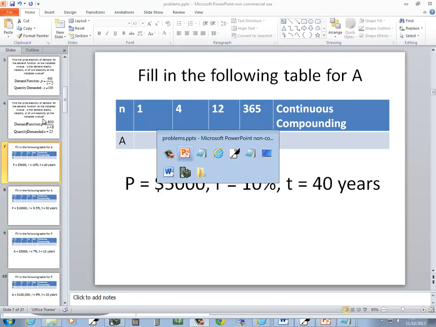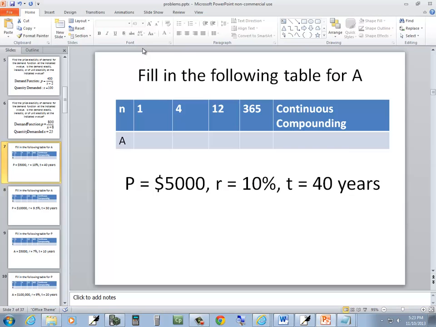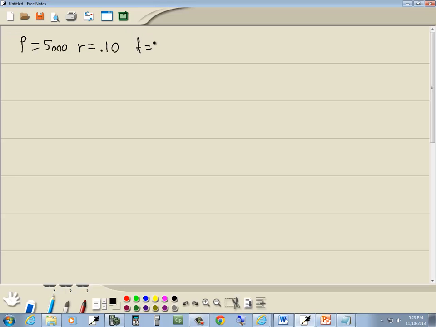Let's take a look at this problem. We got P is equal to 5,000. R is equal to 10%, so 0.10. And T is equal to 40 years.